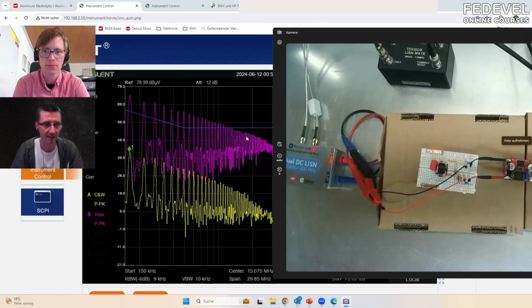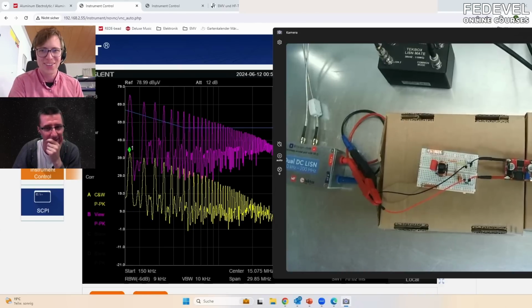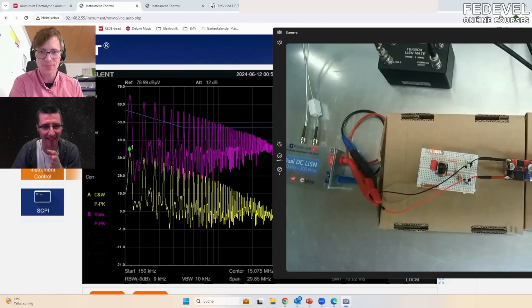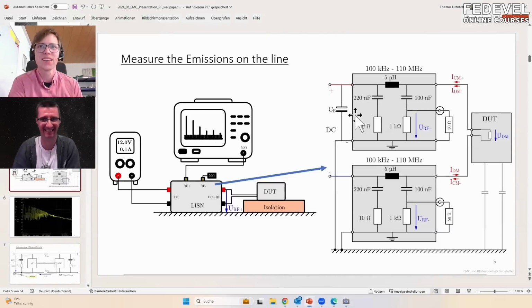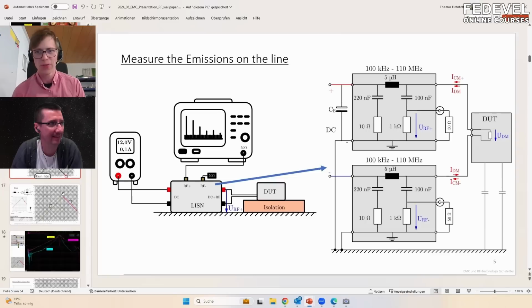Okay, so how do we fix this? We can now fix this with a filter. Okay, now the interesting part: how to design this filter. For filtering, let's say I have a special method because I'm lazy. On my side, simulations maybe later, but for the first estimation I always have my RF wallpaper. It's the best EMC tool you can have. I will show you now how you can calculate with this.